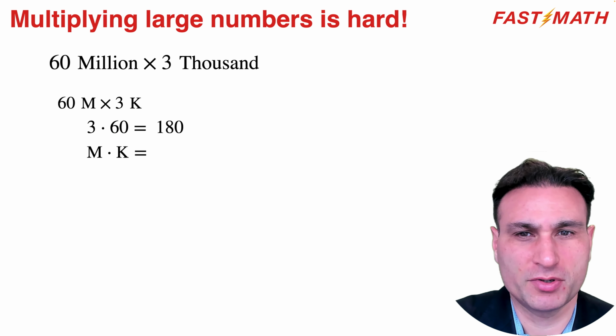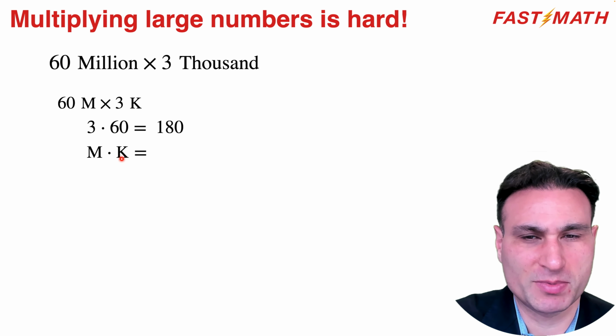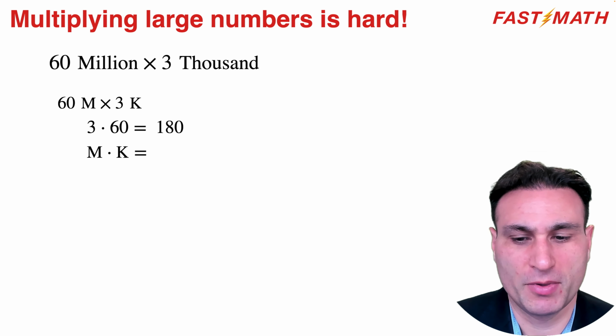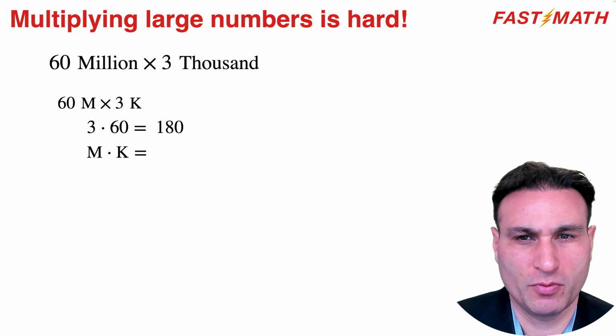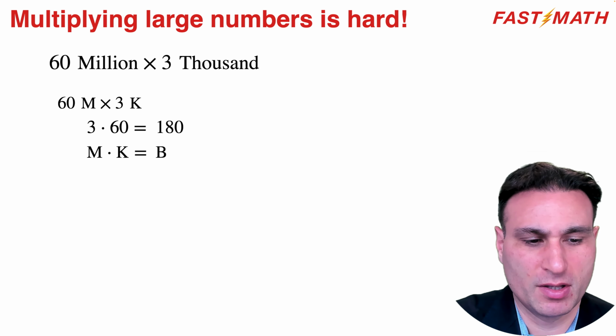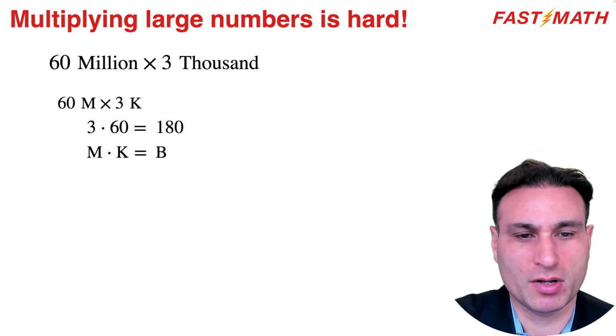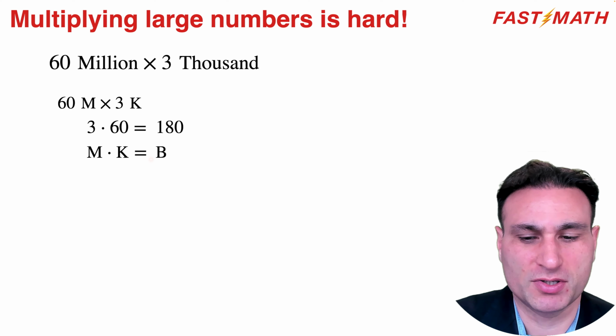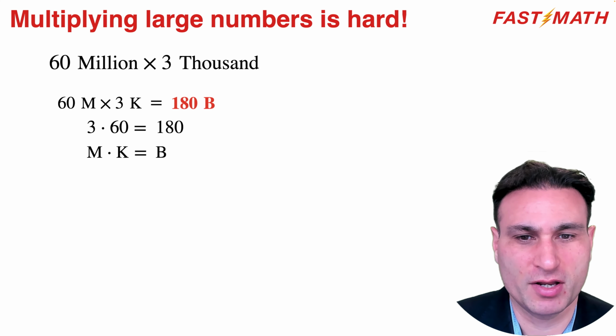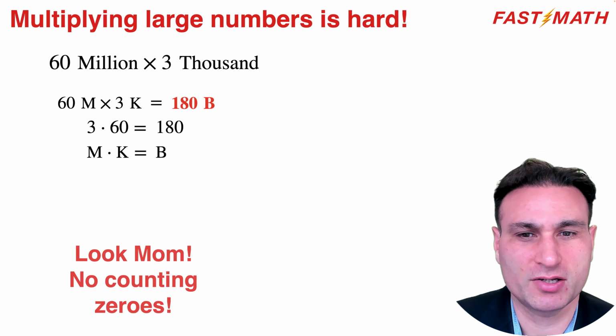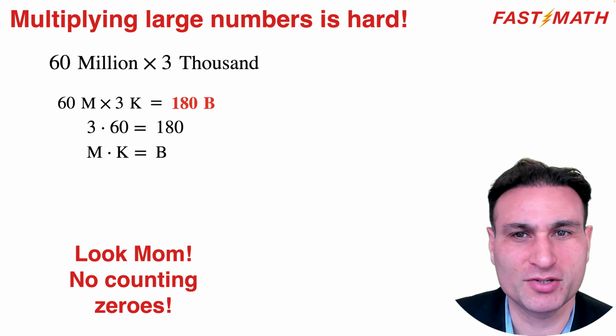Next, we multiply the units of magnitude. What is a million times 1,000? Well, a million times 1,000 is a billion, which we abbreviate with B. That is, a billion is 1,000 millions. And guess what? We just combined these two pieces to get the answer of 180 billion. As I like to say, look, Mom, no counting zeros.